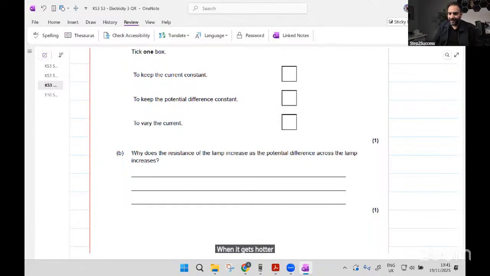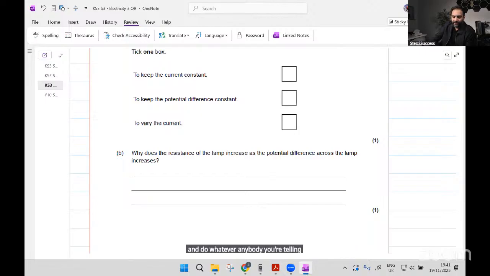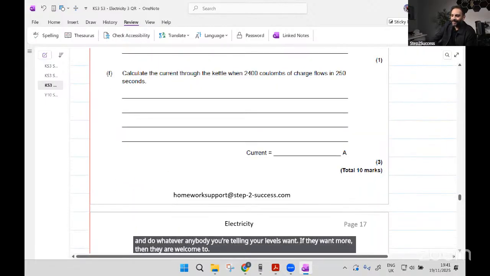Right. Okay, as there are no further questions, I'm going to stop that bit there. I will return at 8 p.m. and do whatever any of the year 10 and year 11s want. If they want more, then they are welcome to. I'm afraid I'm not going to do question 4A.